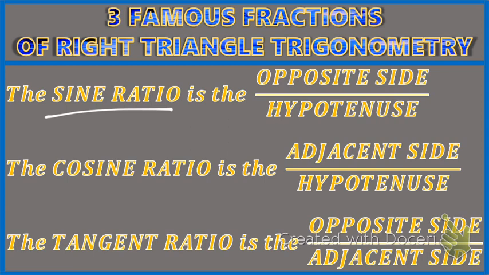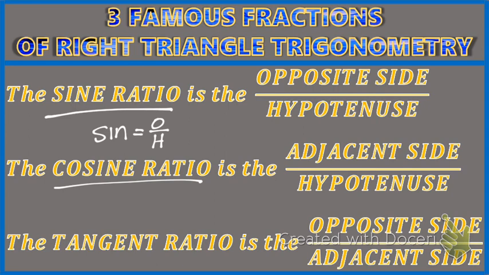To create the sine ratio, you write the length of the opposite side of a right triangle over the length of the hypotenuse of a right triangle. The second trig ratio is the cosine ratio.